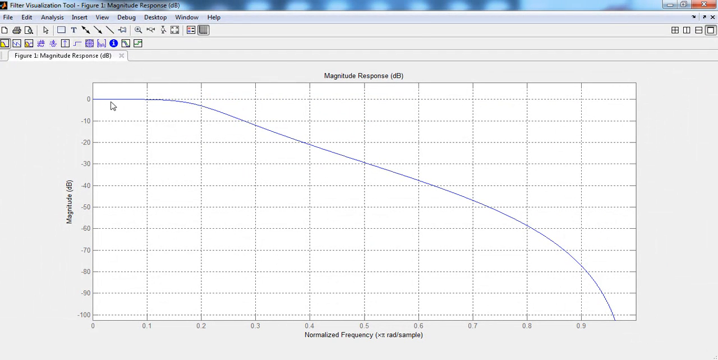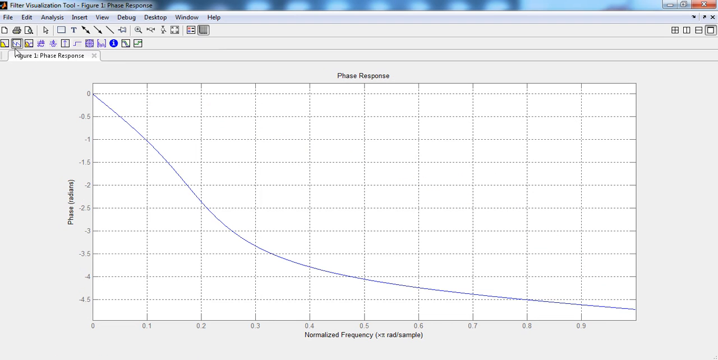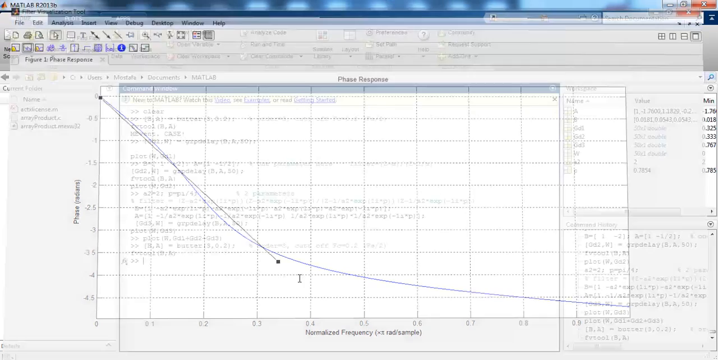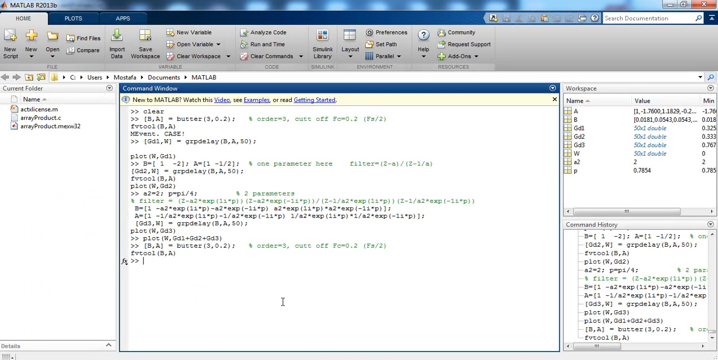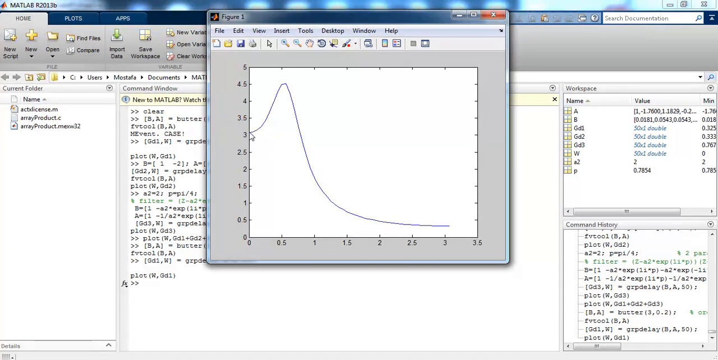Okay, so this is the magnitude here, and this is a low pass filter, and it has some phase response here. This phase response is not linear. Maybe it looks like it is linear, but if we look at this line, it is not linear at all. So let's plot the group delay as well. That's it. There is an increase here, then a peak, then a decrease. So this filter will cause signal distortion a bit.